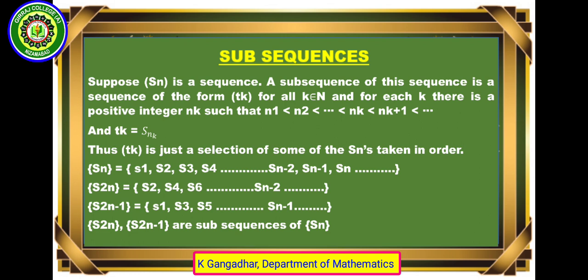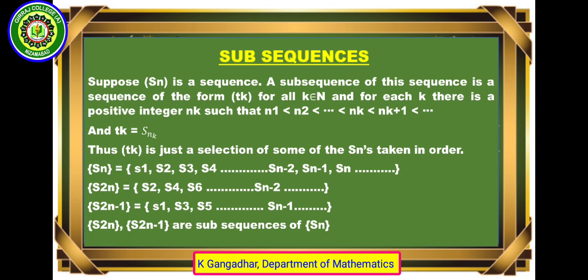First, the sequence definition. A sequence is a function from natural numbers to real numbers. A function from natural numbers to real numbers is called a sequence. It is denoted by {Sn} or (Sn). Now, the definition of a subsequence. Suppose Sn is a sequence.